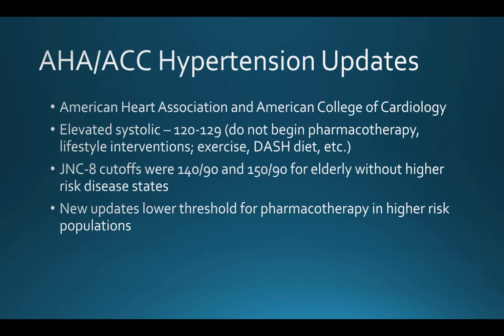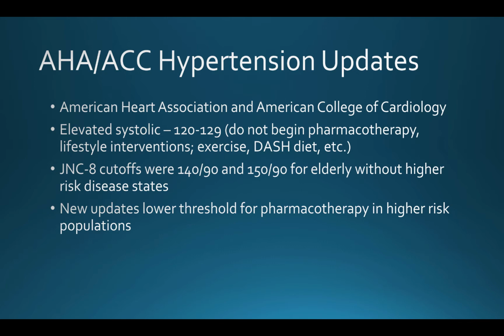Now, we have had some updates. JNC was a few years back now, and now we've got ACC hypertension updates, and now we're getting back towards a more aggressive goal. So what's considered an elevated systolic is 120 to 129. Now, they don't say to start pharmacotherapy here. They recommend lifestyle interventions, exercise, DASH diet, and so on and so forth.